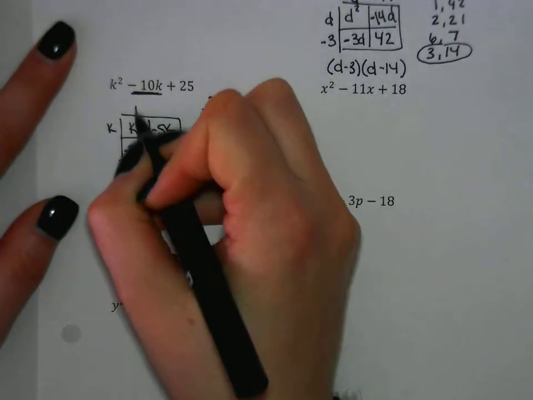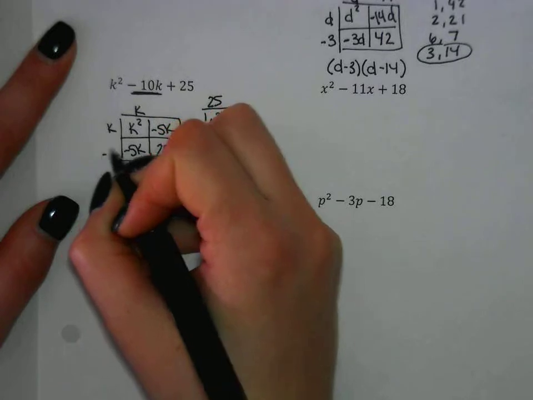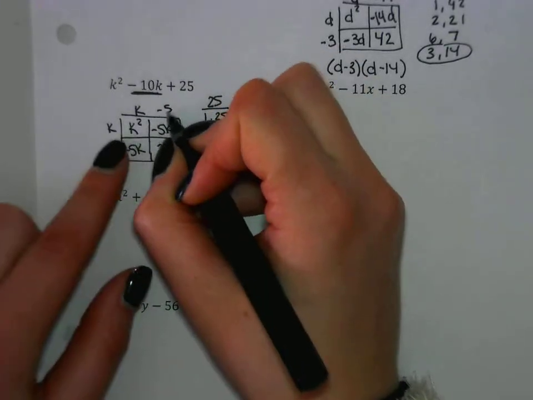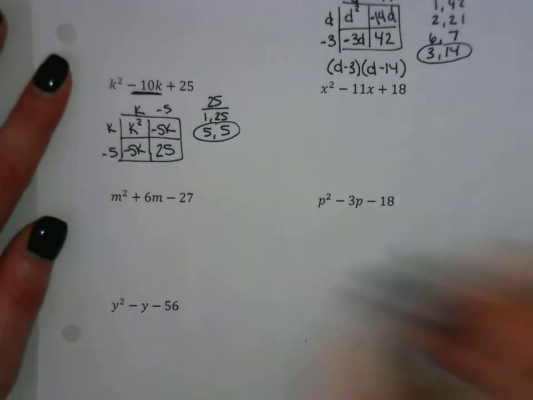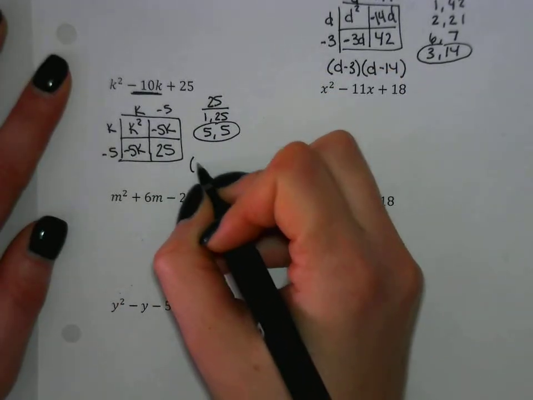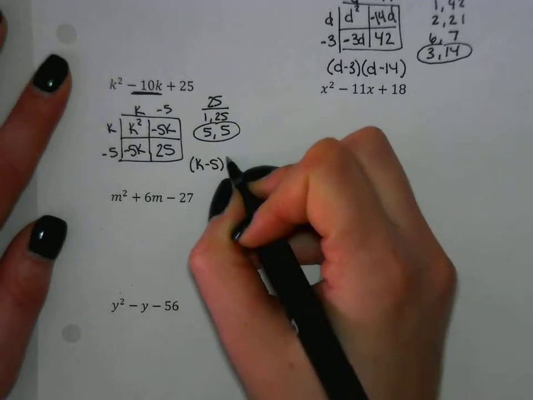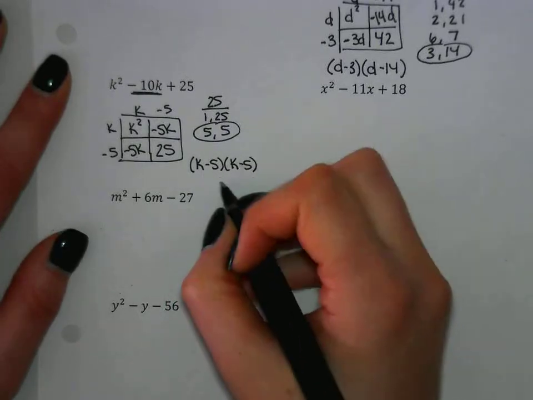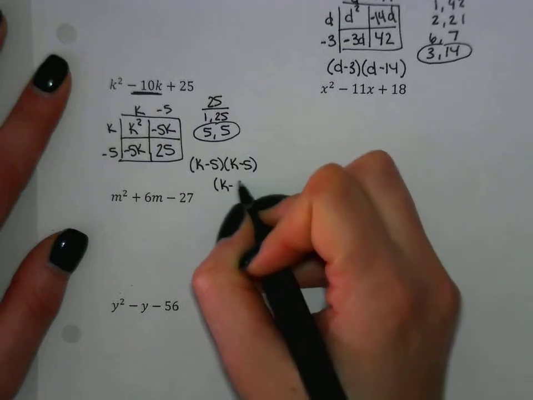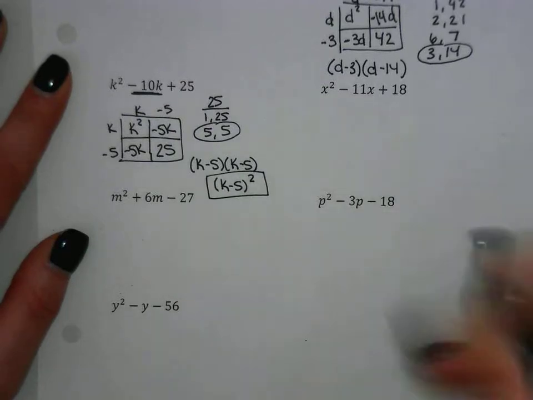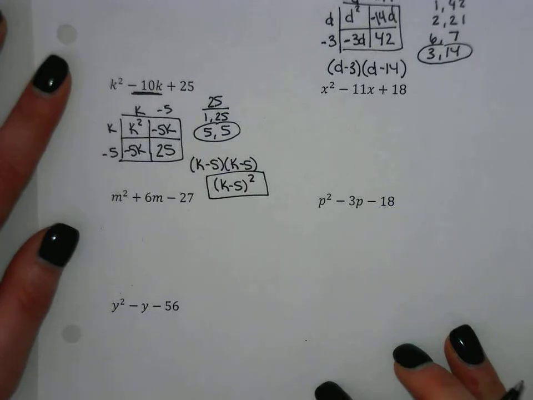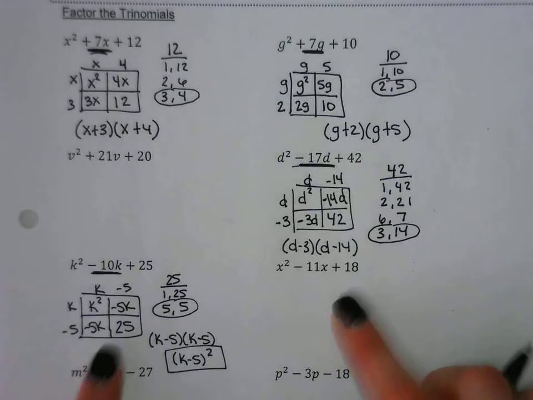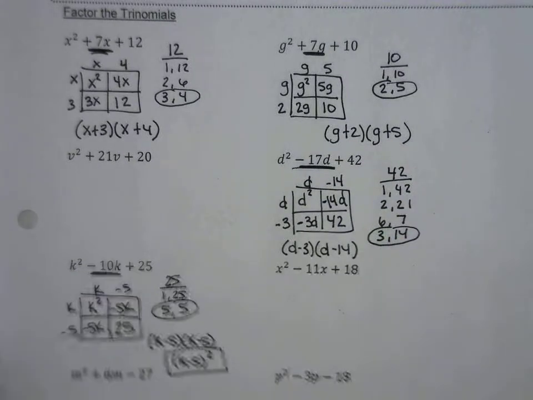So we know we have k times k to get k squared. We have to multiply by a negative 5 to get negative 5k, and multiply this one by a negative 5 to get the negative 5k. So when we factor this, we have the quantity of k minus 5 times the quantity of k minus 5, which we need to simplify down since we're multiplying the same thing twice. We have k minus 5 squared. That's our final answer. So just like the top one, this third one right here is like these last two. So I'm going to leave that one to do on your own.